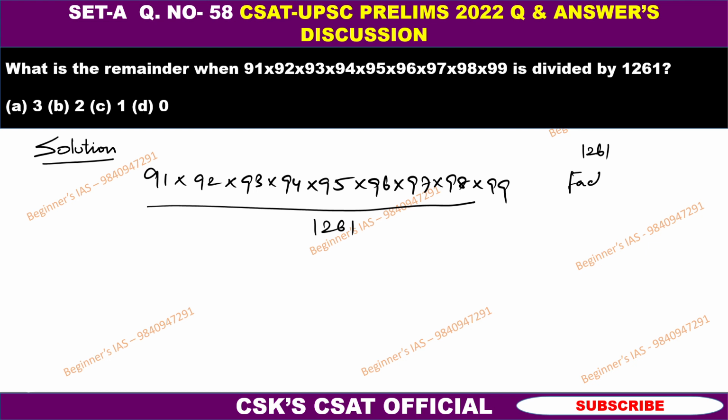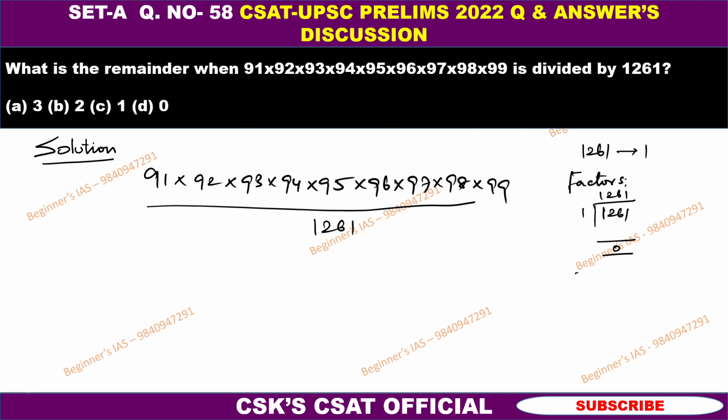Let us check with the factors first. When this number is completely divisible, that is the factor, which means if it gives 0 as the remainder, then that is the factor. Now 1 is the factor of 1261. Then check whether 2 is a factor. No, since the unit place contains an odd number, 2 is not a factor.